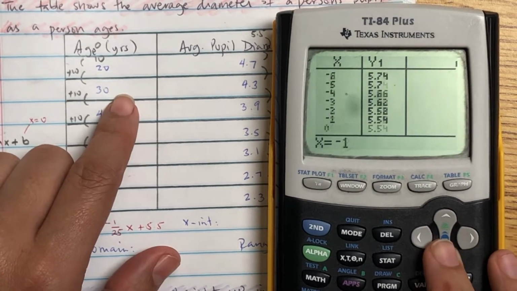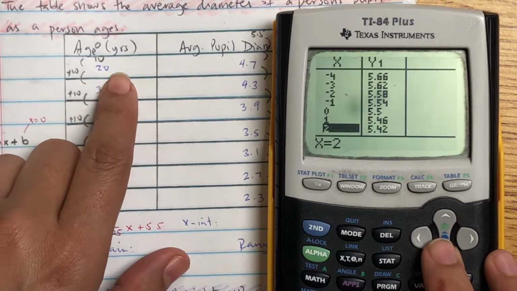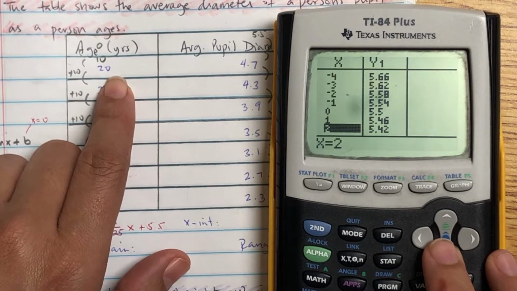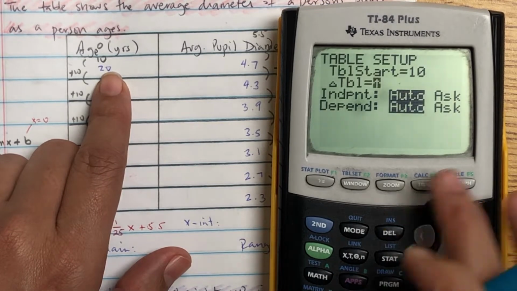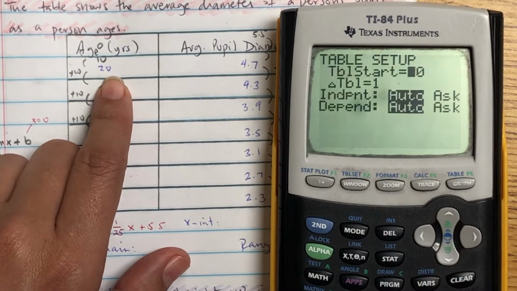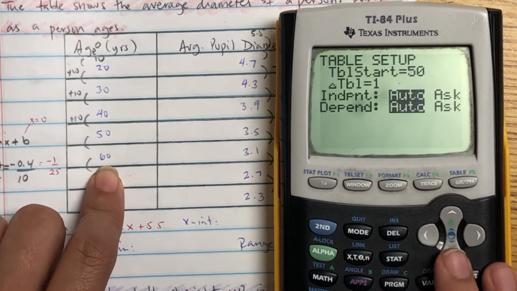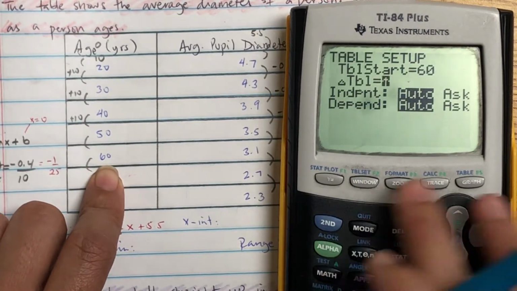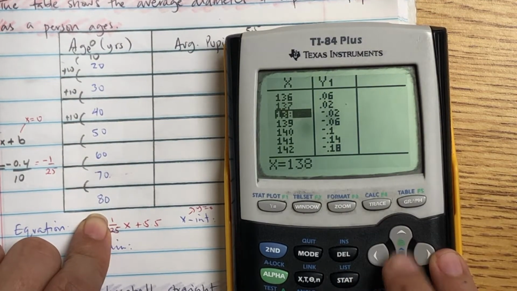Put it in your equation, and then we're just going to double check my table. Now, you can see it starts at 10 and 20, so a faster way than to just scroll down would be to hit second and then table set, then make it start at 10. Actually, I'm going to make it start at 50, which is 3.5. That's right. I'll check one more. Start at 60, and that's 2.1. So my equation is correct. So I'm checking to see if my equation is right.